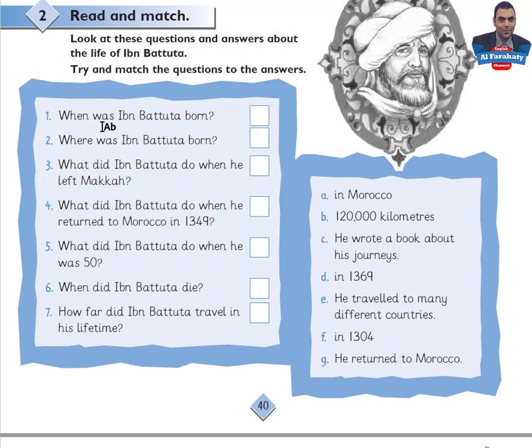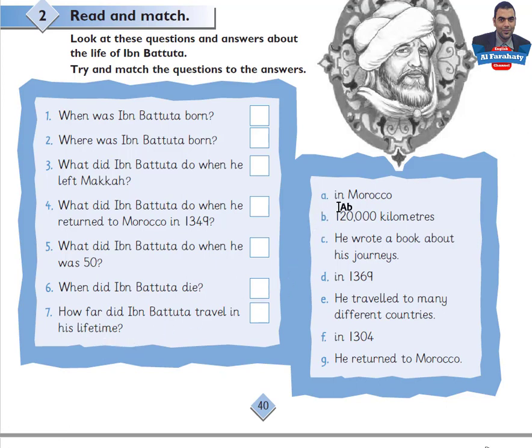1. When was Ibn Battuta born? 2. Where was Ibn Battuta born? 3. What did Ibn Battuta do when he left Mecca? 4. What did Ibn Battuta do when he returned to Morocco in 1349? 5. What did Ibn Battuta do when he was 50? 6. When did Ibn Battuta die? 7. How far did Ibn Battuta travel in his lifetime?